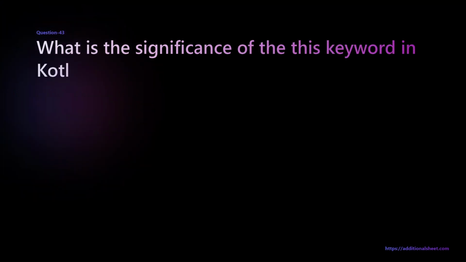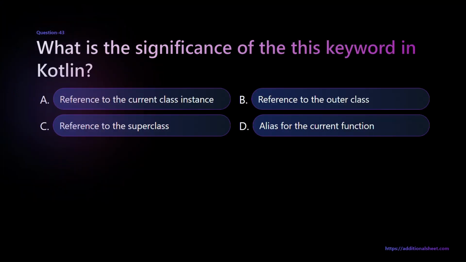What is the significance of the this keyword in Kotlin? Option A, reference to the current class instance. Option B, reference to the outer class. Option C, reference to the superclass. Option D, alias for the current function. The correct answer is option A, reference to the current class instance.